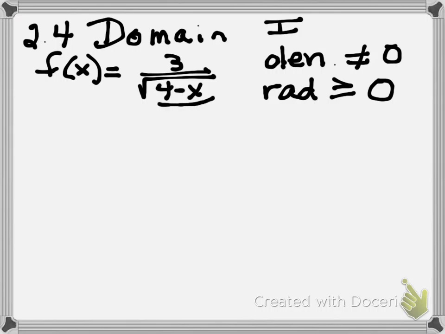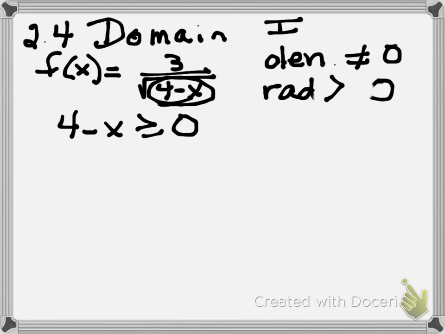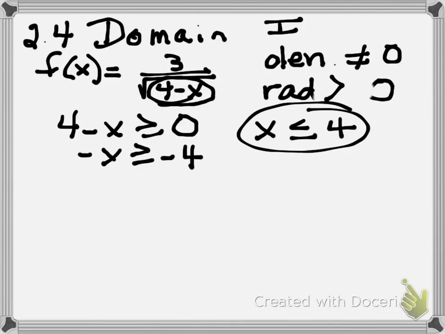So what's underneath that radical has to stay greater than or equal to 0. Now here the radical only needs to stay greater than 0, but if it's in the denominator, it has to be greater than or equal to 0. So I just need to solve this. Negative x is greater than or equal to -4, or x is less than or equal to 4.